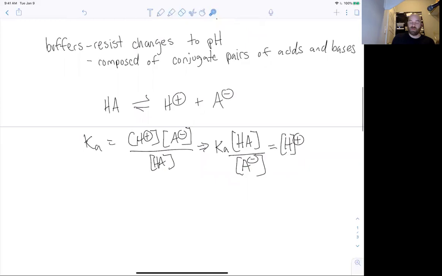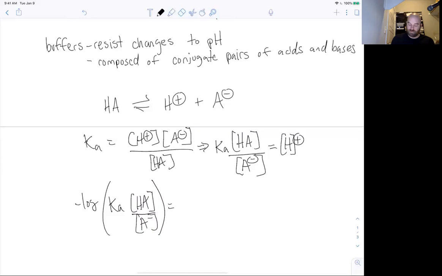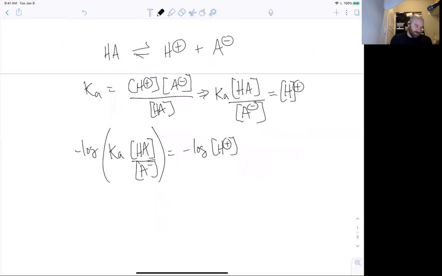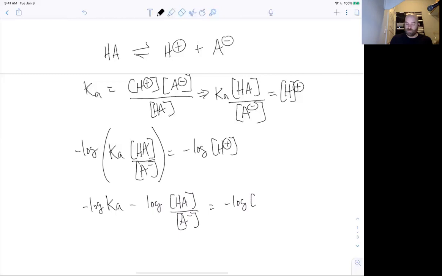All these guys did, whoever they are, was take this, rearrange it, and then take the negative log of both sides. Because of the way logarithms work, now I can say the negative log of Ka plus or minus. I always get my signs kind of wonky with the logarithms. Plus or minus, minus the log of HA over A minus is equal to the negative log of H plus.